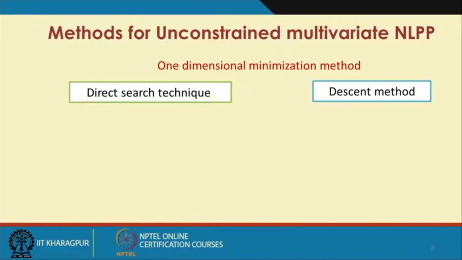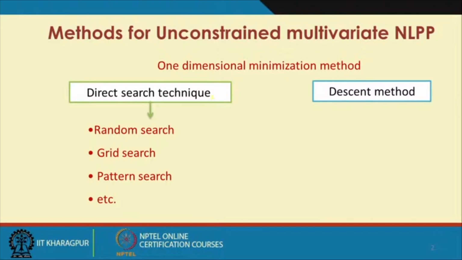There is a separate set of methodologies available for the multivariate nonlinear programming problem. All the methodologies can be categorized into two types. One is the direct search technique and another one is the descent method. Basically, the direct search technique does not depend on the differentiation of the function, whereas the descent method is very much dependent on the differentiation of the function. That is why it is easily understandable. Descent methods are not applicable when the functions are discrete in nature.